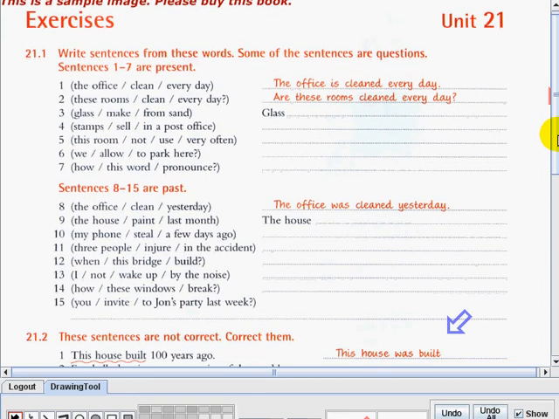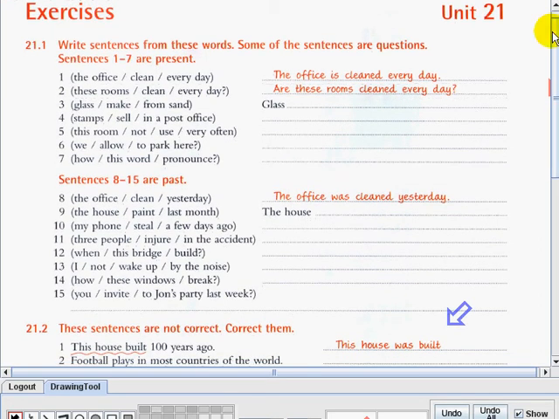Remember that in passive sentences, the subject of the sentence is the receiver of the action. Do not forget that. Alright? Okay.